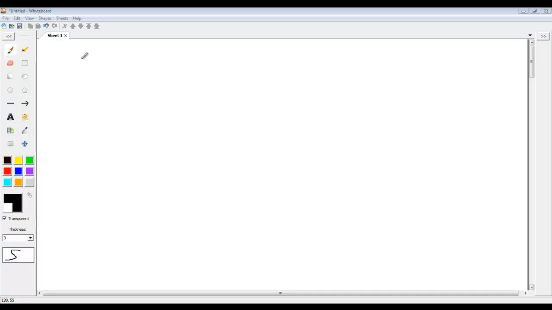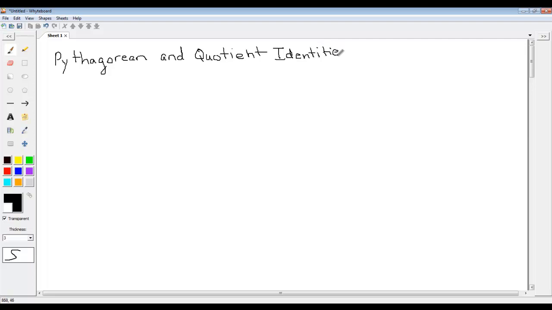Welcome back to trigonometry. Today we're going to start talking a little bit about some identities. We'll cover more identities, and in more depth, in a future unit. But today we're going to talk about the Pythagorean identities and the quotient identities, and how to use them to help solve some problems and so forth.